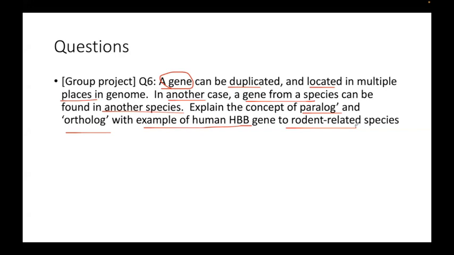So I think now you know why I didn't share the PowerPoint, right? Because if you just go to the next page, you will see the answer. Basically, try to discuss the concept of paralog and also ortholog, and for one gene, the human HBB gene, find a particular one in the rodent related species. So a specific example of that.